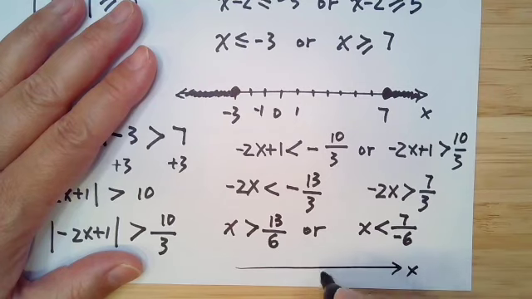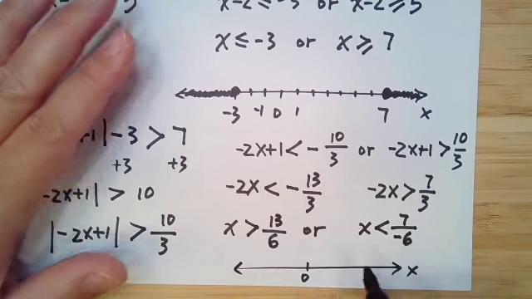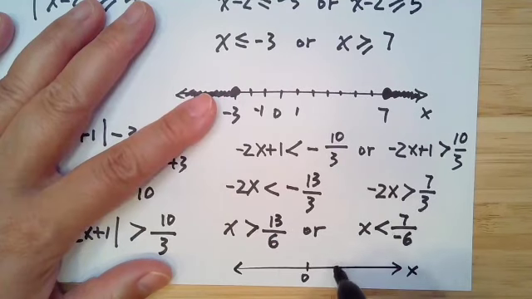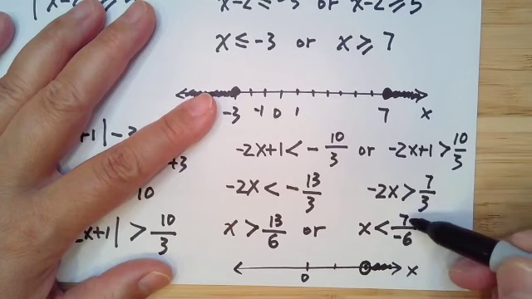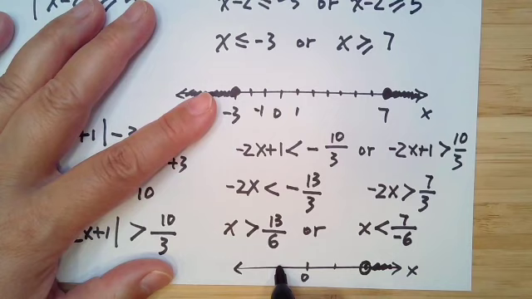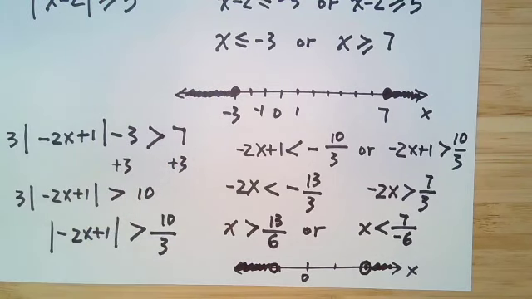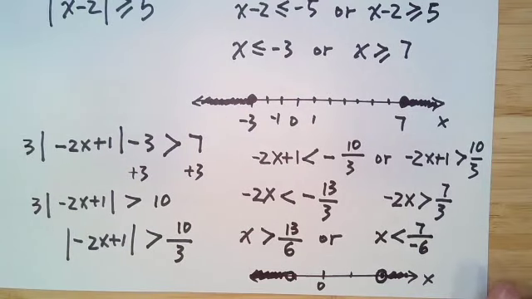Alright, and of course you can draw x, here's 0, and 13 over 6 is slightly more than 2, so it's here, and it's greater, so it's a circle to the right. And this one, 7 over negative 6, is somewhere a little bit to the left of negative 1, somewhere here, and then you're going to mark this area. Okay, so I think this is the most complicated situation you probably will see when you deal with absolute value equations and inequalities.